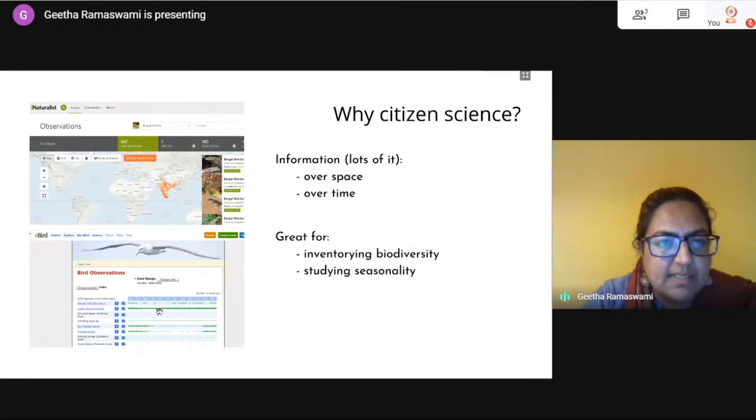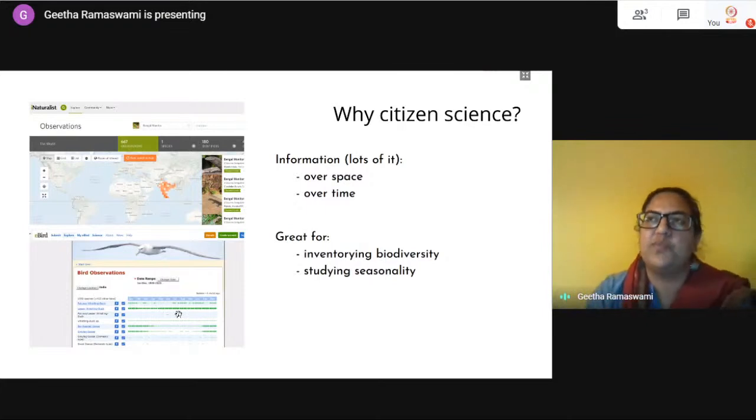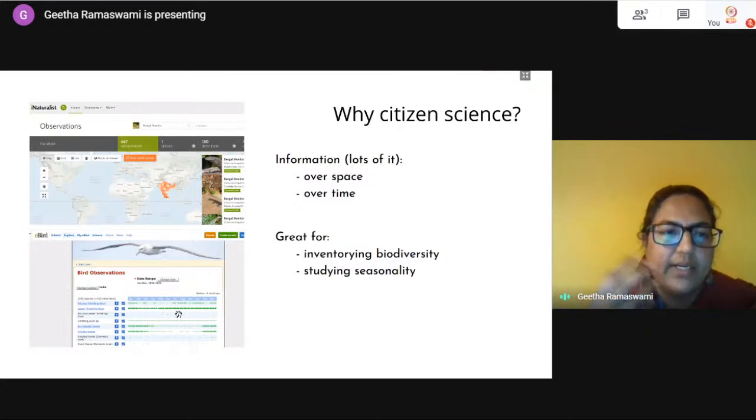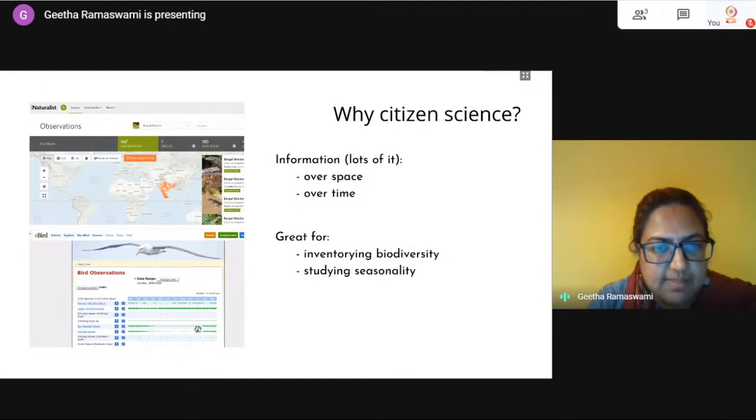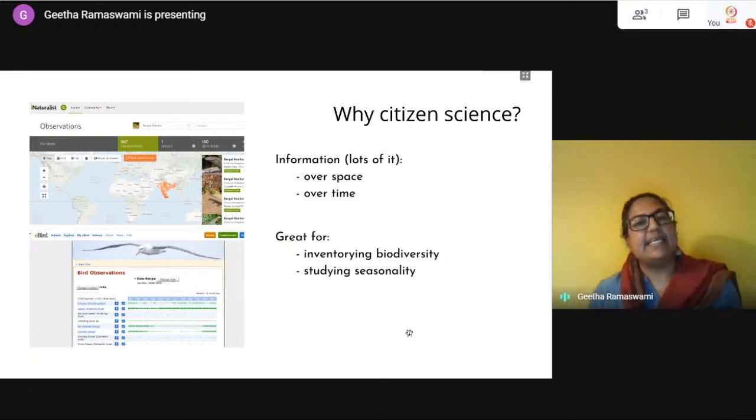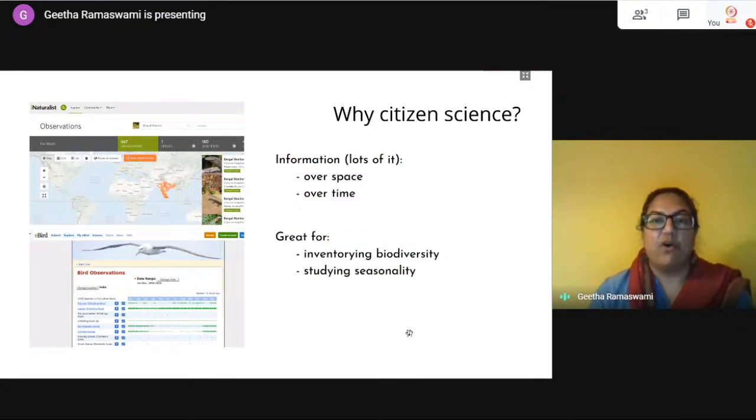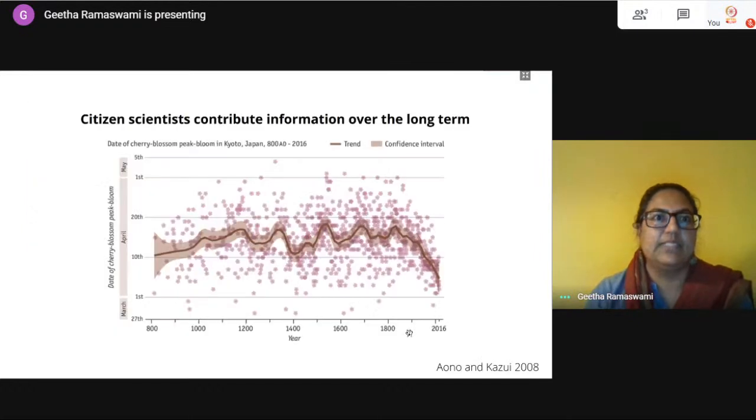And the thickness of the green bars indicates when the species was most observed in lists that people have submitted on birds. So you can see that for this particular species, there is a seasonality where it was observed in some part of the year, but not at others, and then again over some other part of the year. So citizen science is great for studying things like seasonality. So why not also implement it for plants, to study plant seasonality? And this is not a new idea.